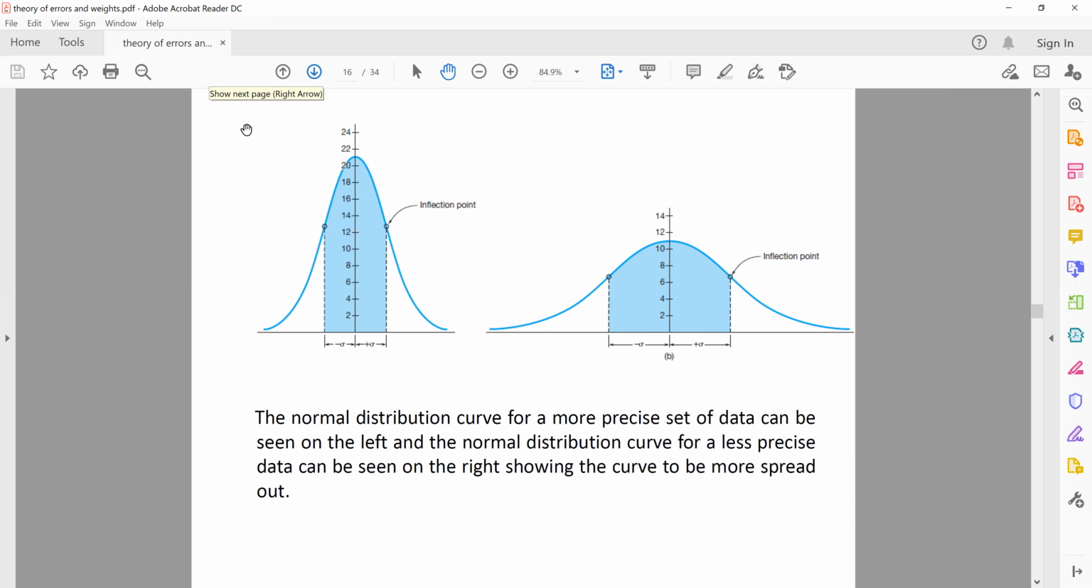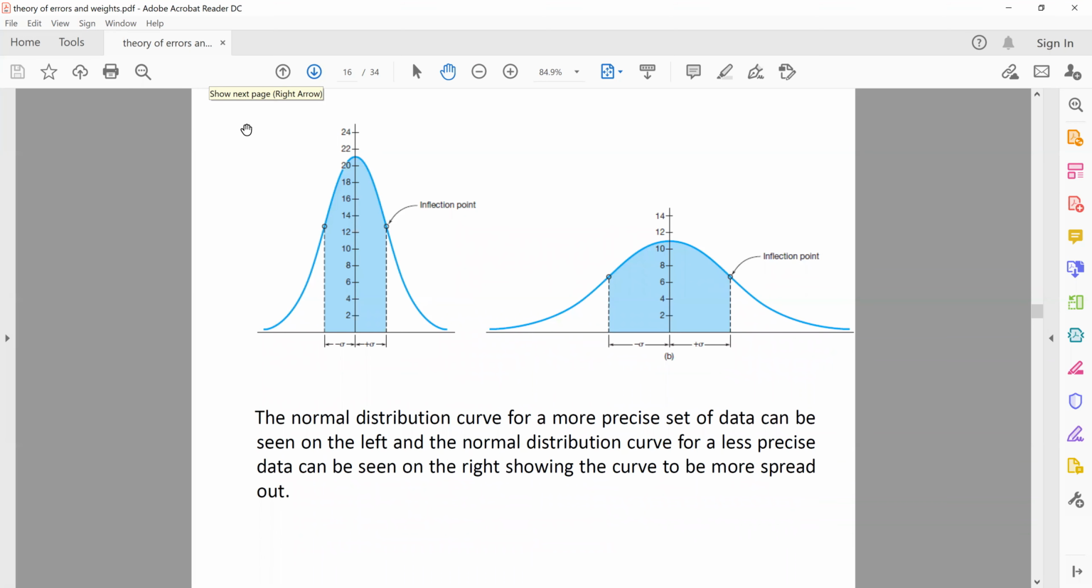And that is because in the left one, the residual values are smaller, and on the right one, the residual values are bigger. That means the precision is more in the left curve and the precision is lesser in the right curve. And there can be a number of reasons for that.